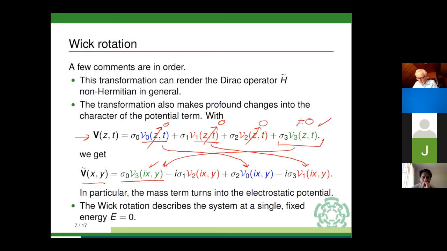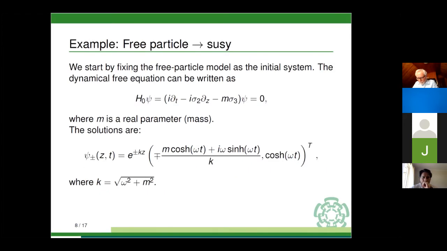Last thing, the big rotation describes the system at a single fixed energy, only E equal to 0. So let me show you the example. We start with the free particle model right here, of a relativistic particle with mass m. So really simple. The solutions can be computed easily.